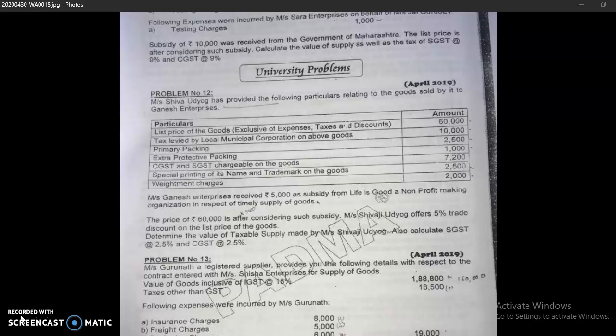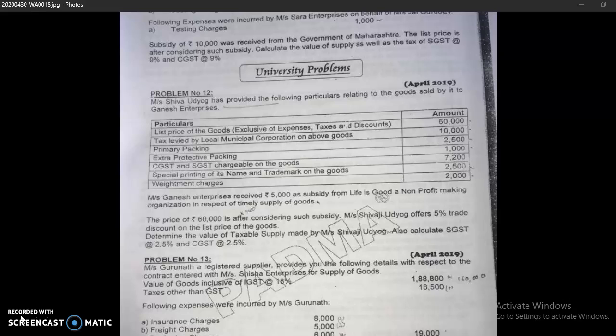Then apart from this, any subsidy. If you have received any subsidy from any NGO or private organization, then that subsidy is also added into the value of supply, except the subsidy received from the government. The government may be the central government, state government or any local authority, that is the municipality, etc.